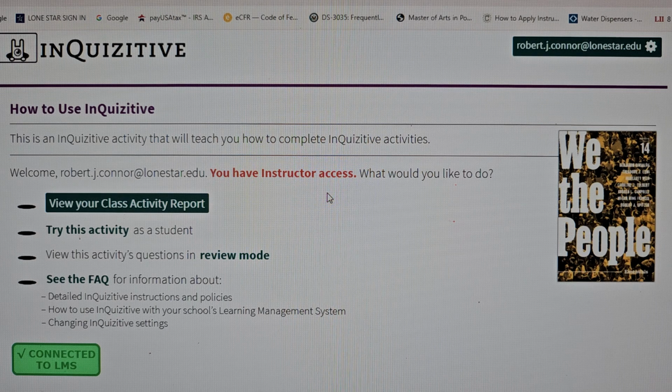When you have access to the course, you will see this green rectangular area that says connected to LMS. When you get that green area, that means you have succeeded in accessing the course and you're ready to rock and roll. There's nothing more that you need to do in order to enjoy the full course.